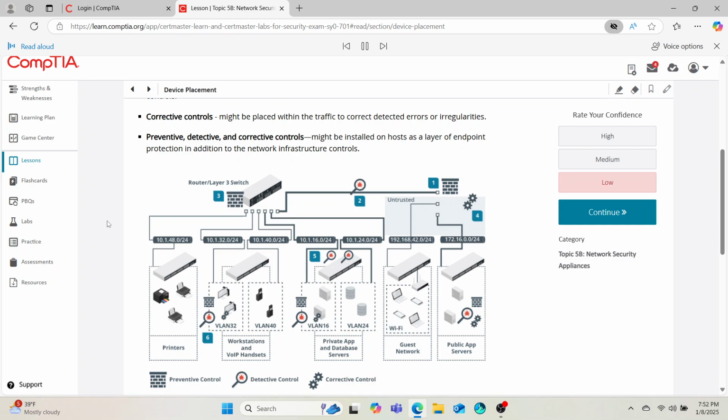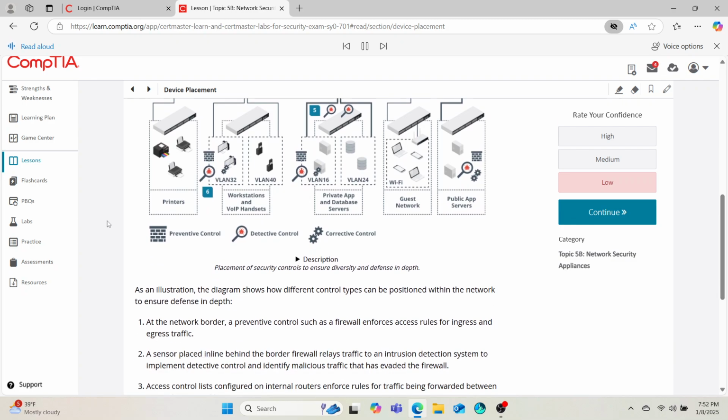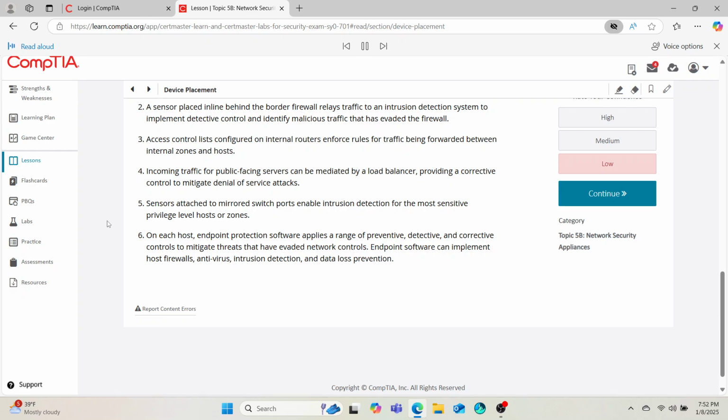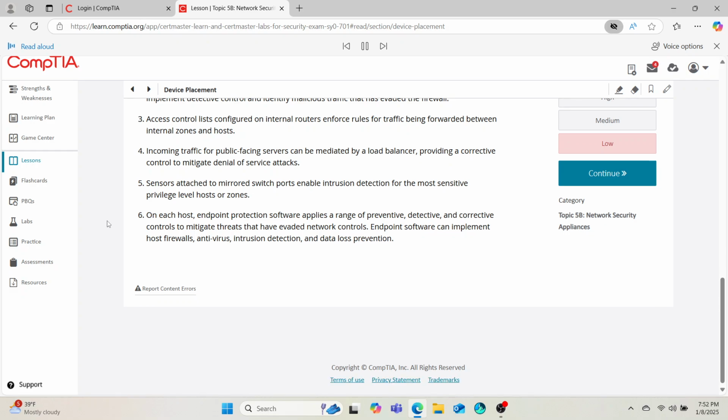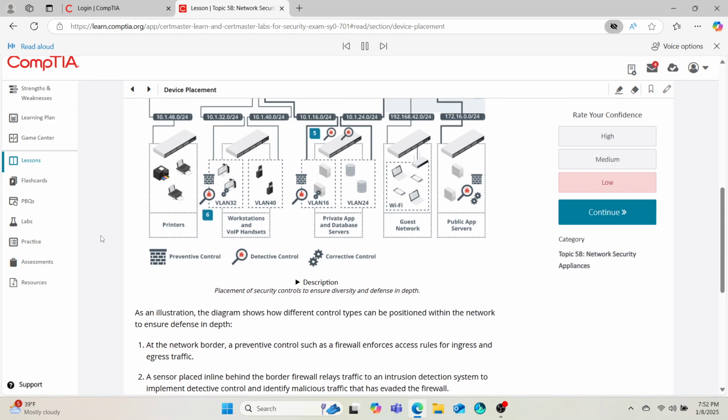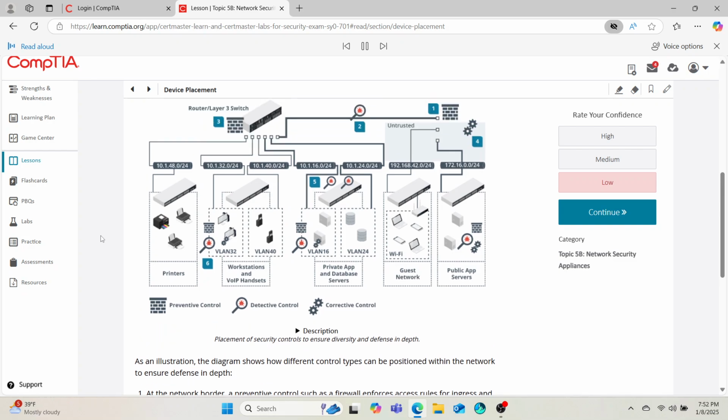The placement of different security controls is as follows. 1. Preventive control at the border router. 2. Detective control in the connection between router and firewall. 3. Preventive control at router or layer 3 switch. 4. Corrective control at untrusted zones. 5. Detective controls at the third access switch. 6. Detective, corrective, and preventive control at VLAN 32. Detective, corrective, and preventive control are also placed at VLAN 16 and the connection between the access point and public app servers. Placement of security controls to ensure diversity and defense in depth.